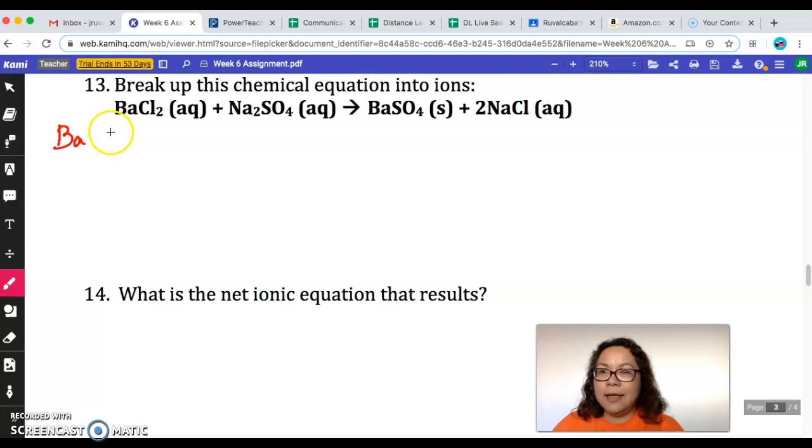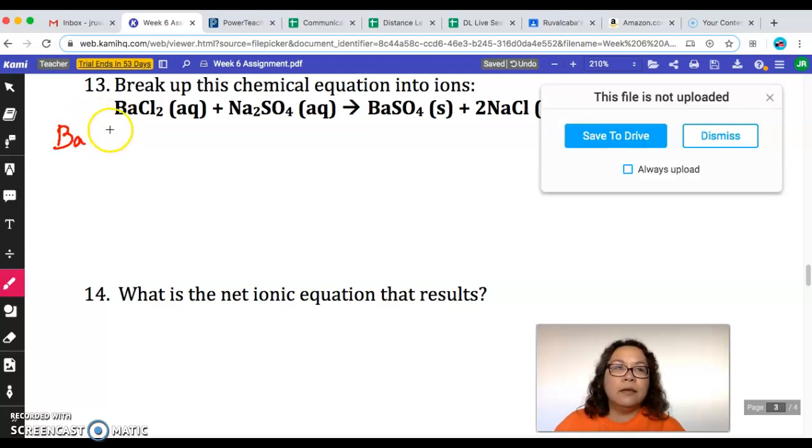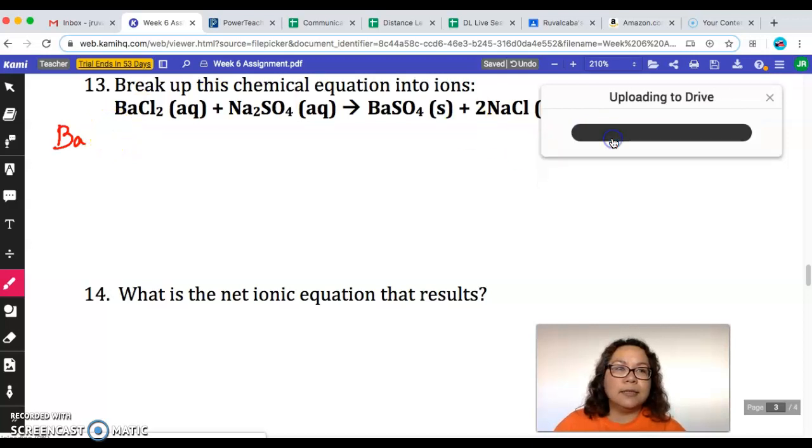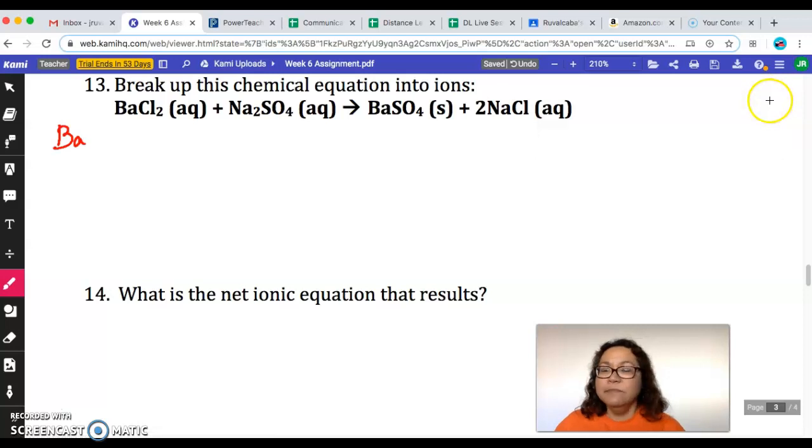Barium and chloride. Oh, okay, yes, I'll save it to drive. Goodness. Let's close it. Thank you.